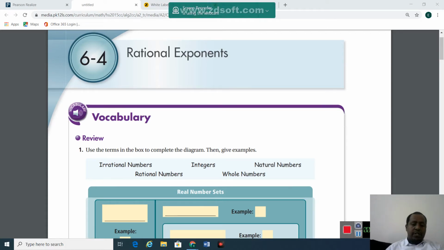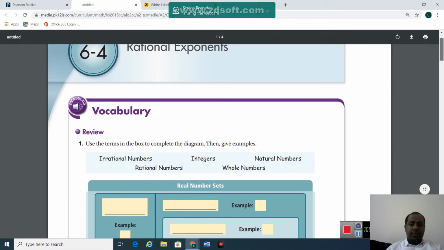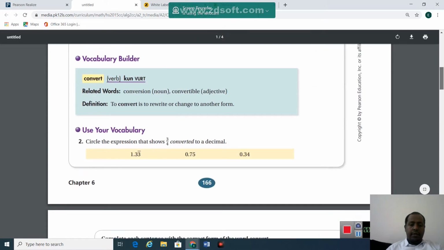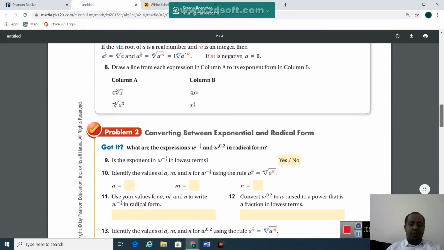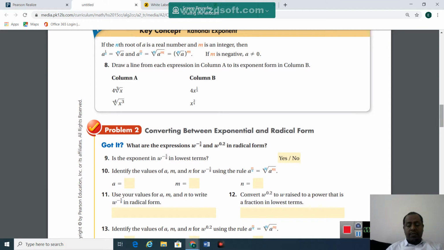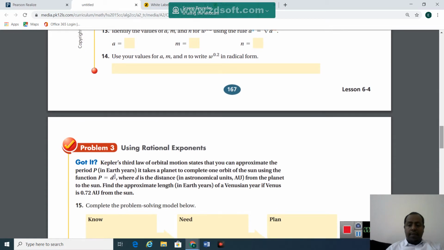Hello, welcome to section 6.4, Rational Exponent. This is our 11th week lesson. In this lesson, we will see how to simplify rational exponents, how to simplify expressions involving rational exponents, then how to convert exponential expressions to radical form, and then how to apply rational exponents in real life situations.